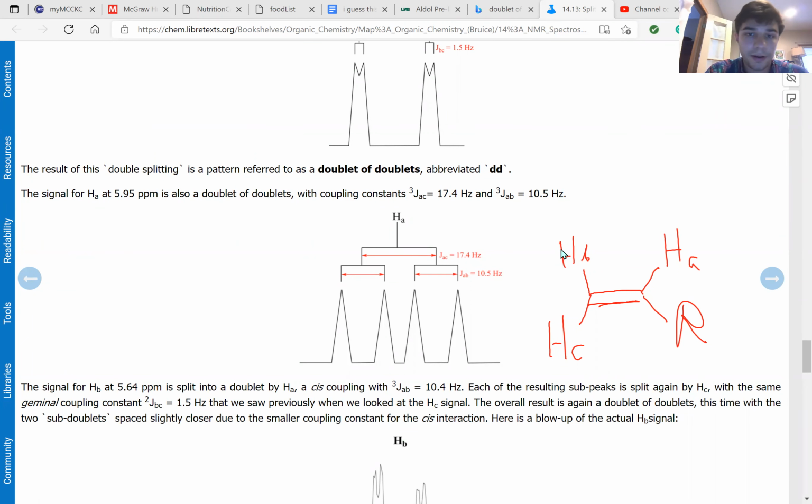Okay, we are on. So some of y'all asked me about the splitting pattern for cis and trans hydrogens, how we figure that out with NMR. Well, I've messed up the recording once, so I'm going to kind of speed through it again.